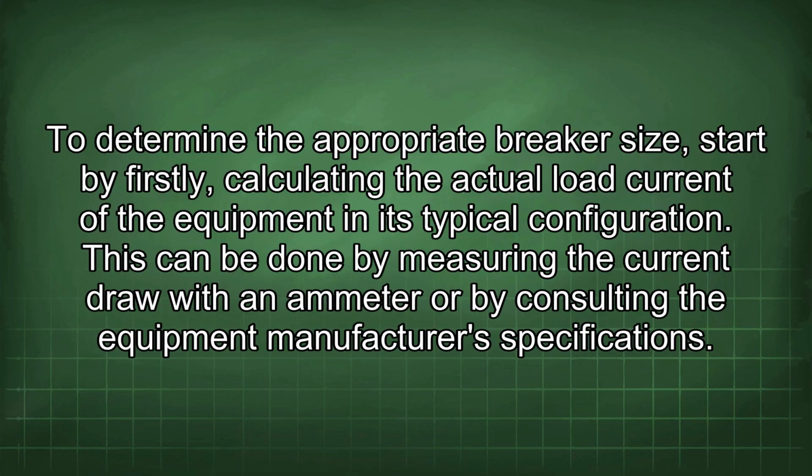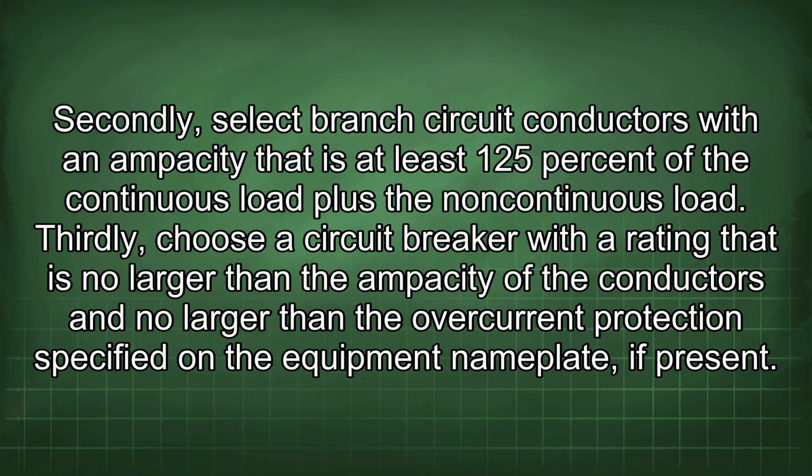To determine the appropriate breaker size, start by firstly calculating the actual load current of the equipment in its typical configuration. This can be done by measuring the current draw with an ammeter or by consulting the equipment manufacturer's specifications. Secondly, select branch circuit conductors with an ampacity that is at least 125% of the continuous load plus the non-continuous load. Thirdly, choose a circuit breaker with a rating that is no larger than the ampacity of the conductors and no larger than the overcurrent protection specified in the equipment nameplate, if present.